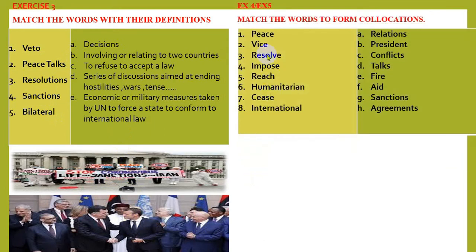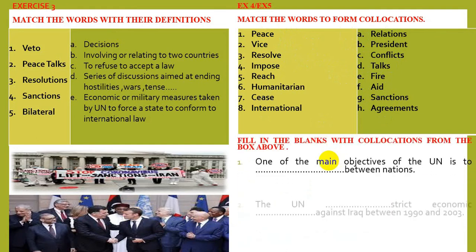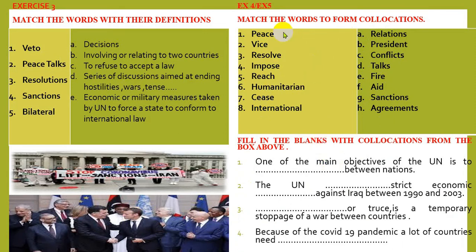Exercise number 4, match the words to form collocations. I hope you are still remembering collocations. So here we have words and we have to match them with other words to form a collocation. An example, like you can say peace talks, like this one here, peace talks between countries. Exercise number 5, you will fill in the blanks with collocations from this box. The collocations you find here, try to put them in these blanks to complete this exercise. Good luck again.